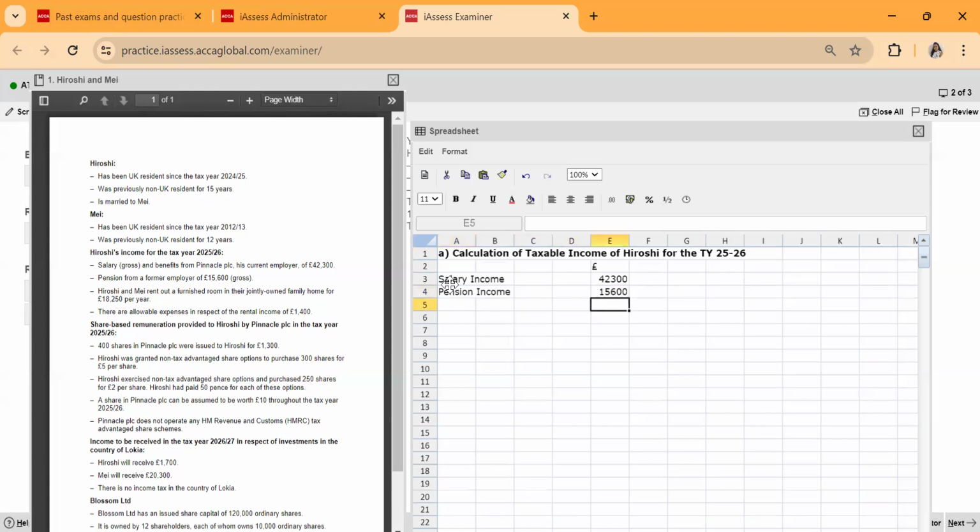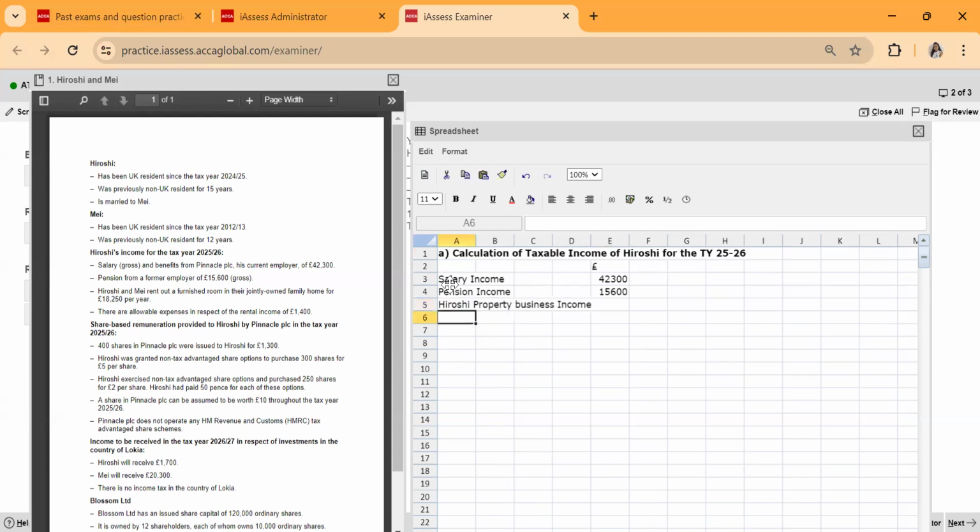Next is Hiroshi and May rent out a furnished room in their jointly owned family home for 18,250 a year. Their allowable expenses in respect of rental income is only 1,400. So in case of Hiroshi, it is mentioned that they will go for rent a room relief. Okay. Now accordingly, we are just calculating the taxable income for Hiroshi, right? So yeah, let's just calculate Hiroshi's property business income.